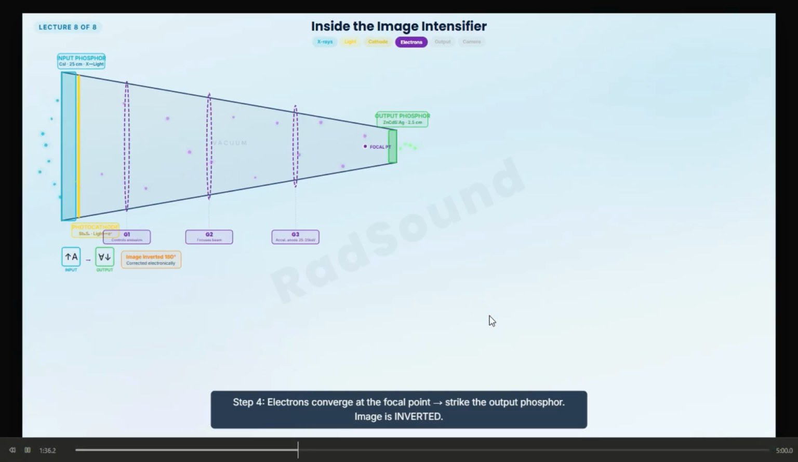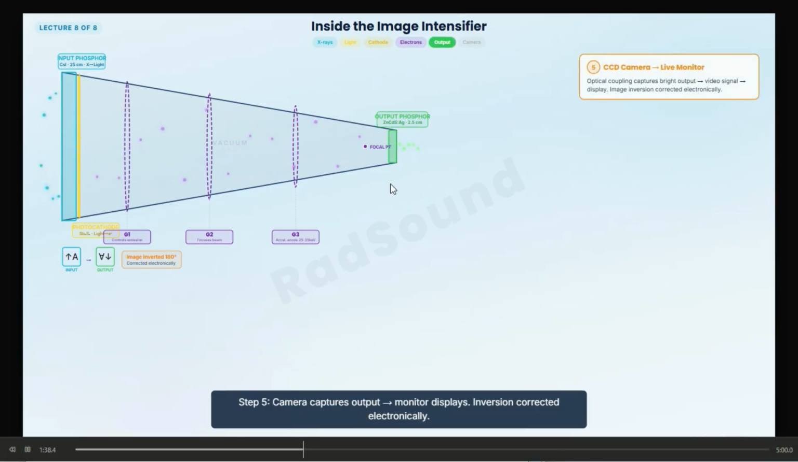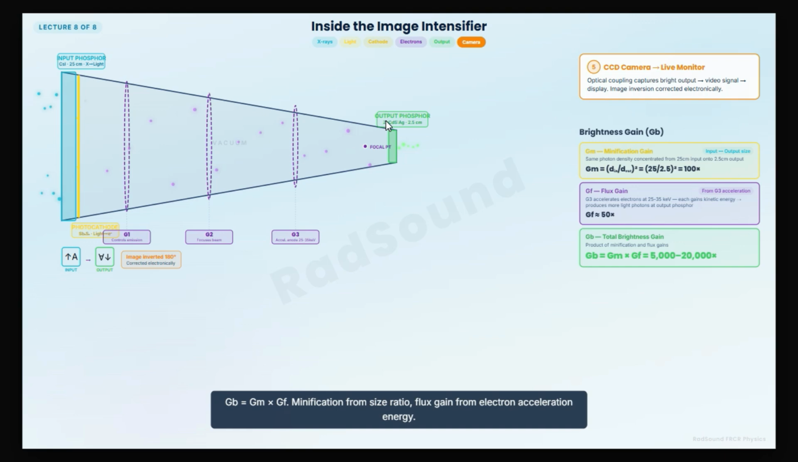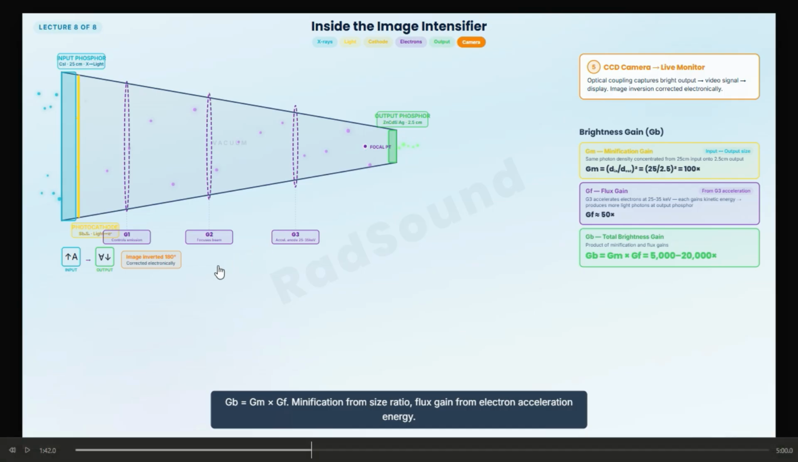As we continue, now we have our light coming out from the output phosphor. The light will hit what we call the CCD, the charge coupled device, which is coupled with the output phosphor. That device takes that bright light and converts it into a video signal that can be converted into an image, which will be displayed. Remember, the flipping and the inversion is going to be corrected electronically.